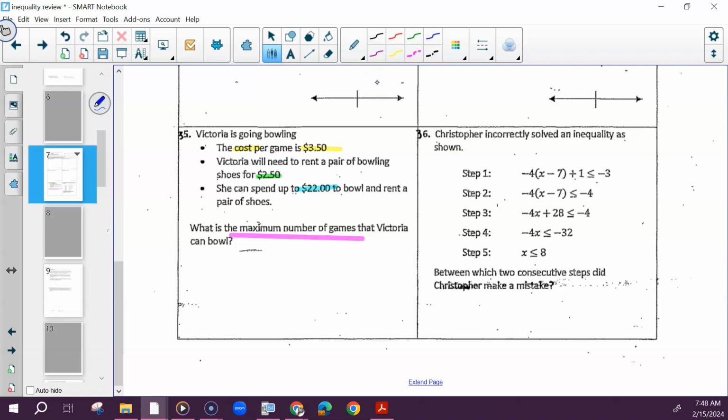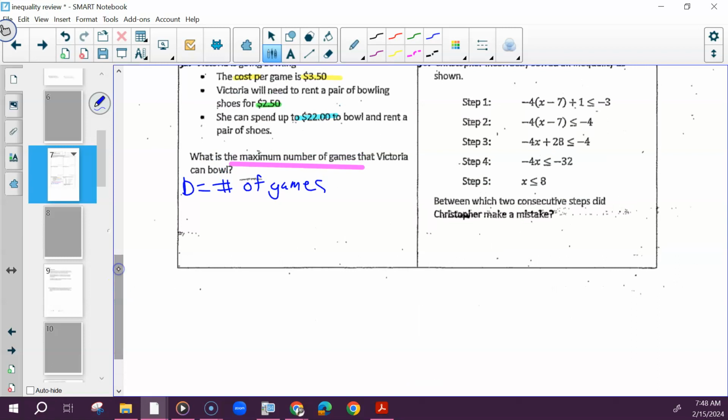B for what? What does B represent? Number of games. Right, let's start with if she can spend up to $22. So that's not one of your inequality words, but she can't spend more than what she has. So that's going to be which symbol? Less than or equal to. Because we can spend $22, we just can't spend $22.01.